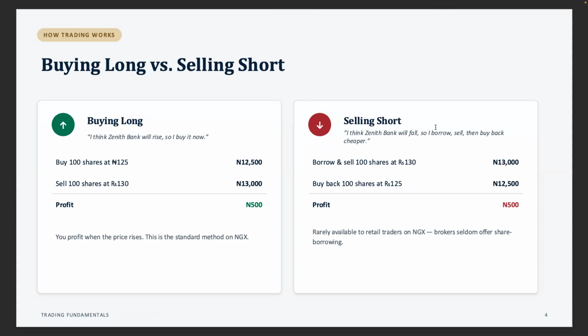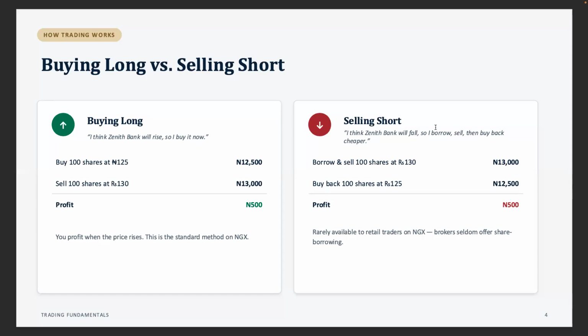Okay, so when they say someone is buying long or selling short, if I say I'm buying long and I'm selling short, what does it really mean? Buying long means that I'm taking a long-term position. Long-term in this sense means I believe that this stock is going to rise, so I want to take advantage of that long position. For example, if I think Zenith Bank will rise, I will buy it now. Let's say I buy 100 shares of Zenith at 125 and I sell it at 130. I've just made a profit of 500. So that means I'm taking a long position.